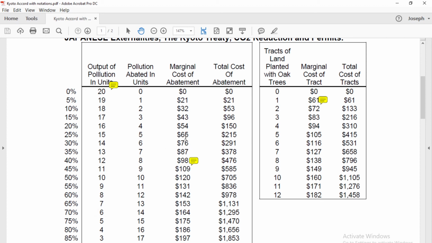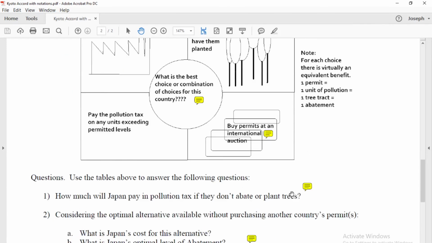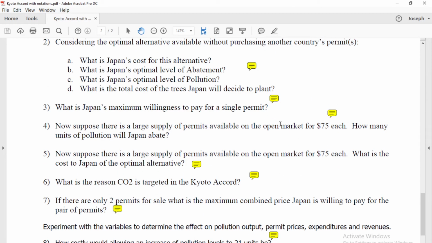They'll still do 5 abatements, the ones that cost less than $75, but they won't do the abatements that are expensive now. Over here, they'll plant the inexpensive trees, but they won't plant that third tree anymore. They'll buy 3 permits for $75 each. That will bring their total cost down. It'll be more efficient. And it'll also transfer dollars from a polluting country to a country that's not polluting. So if there's a large supply, you won't want to pay more than $75. Japan will buy 3 permits and only pay for 5 abatements.